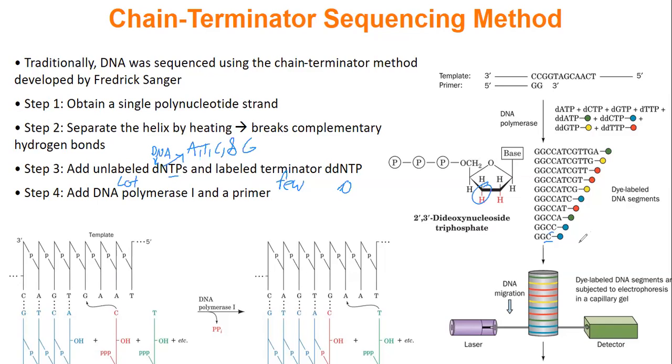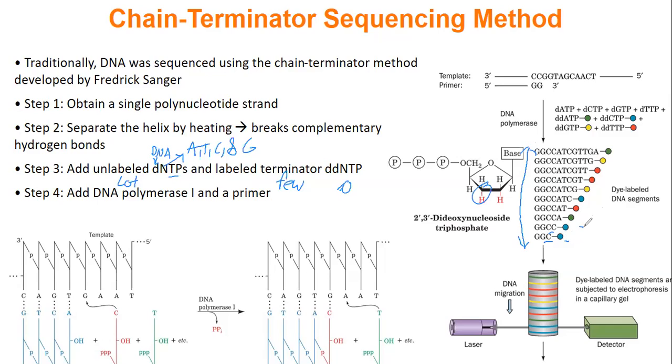And you just run this experiment a lot of times, where you just keep synthesizing. And if you do it enough, this terminator will be added at a bunch of different positions. And then you can separate the DNA by length and determine which colors you are seeing. So in this sequence, I'm seeing blue, blue, green, red, blue, yellow, red, red, yellow, green. So I know my sequence is CC, ATC, G, TT, GA based on the colors.